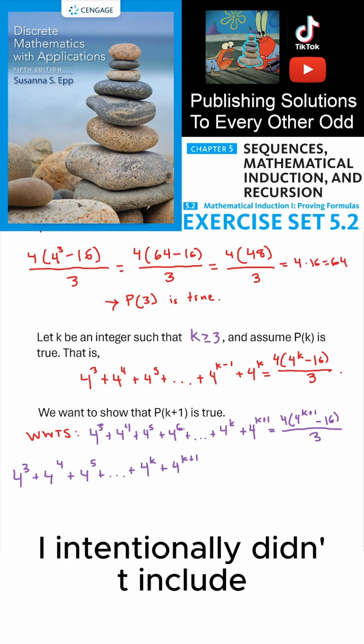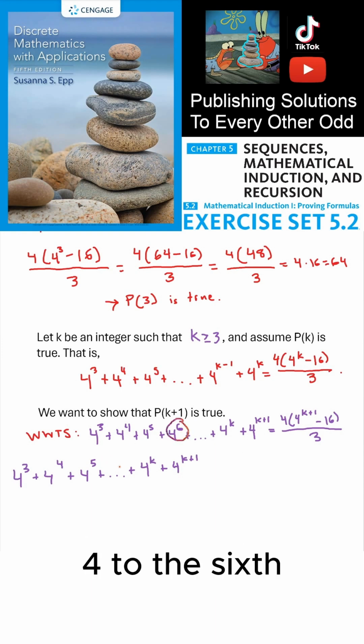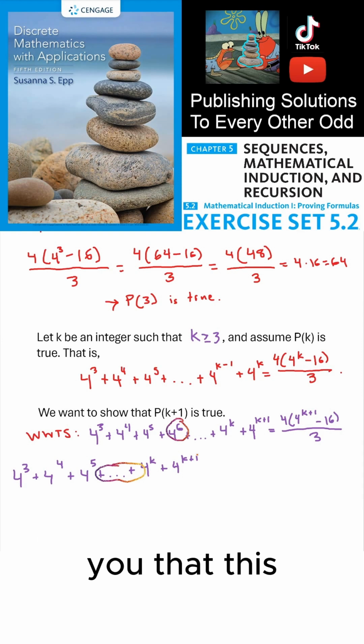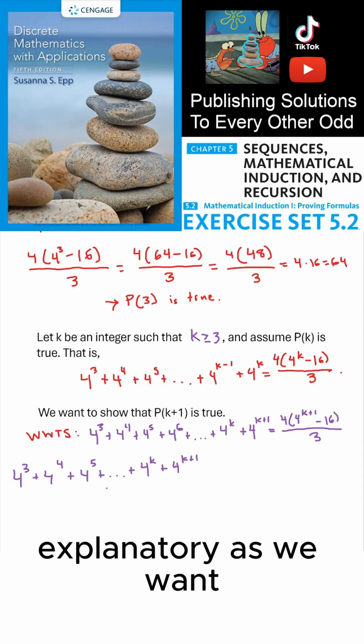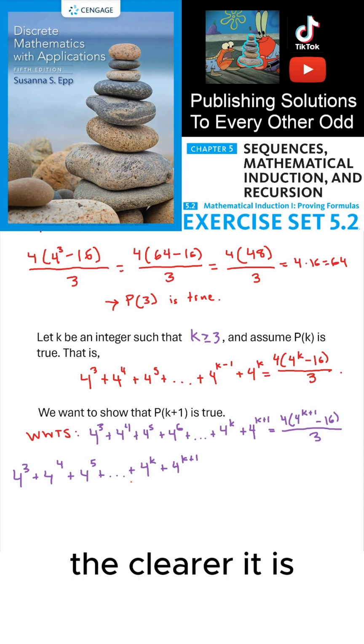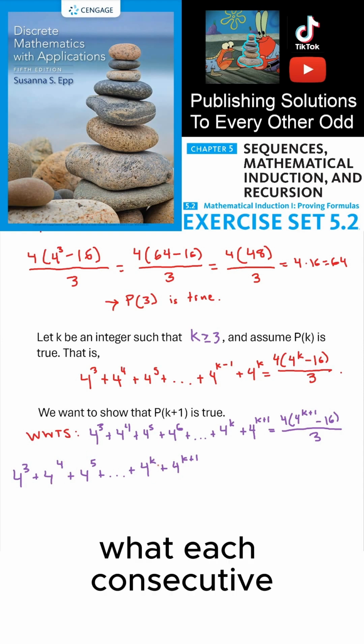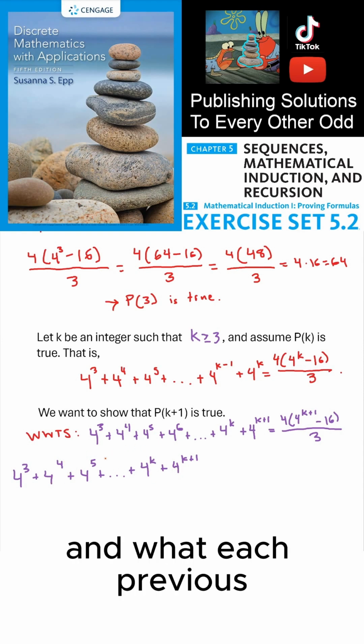If you notice, I intentionally didn't include 4 to the 6th because I buried it in here, but I just want to do that to show you that this expanded form allows us to decipher what the first terms look like and what the last terms look like, and we can be as explanatory as we want. And the more terms that we write out, the clearer it is that we understand what each consecutive term looks like and what each previous term looks like.